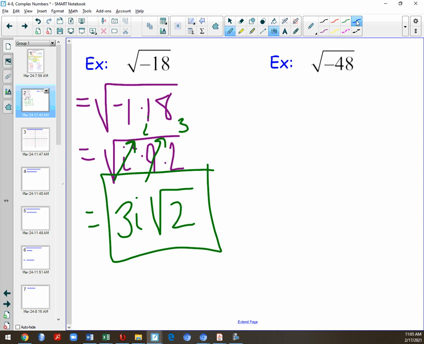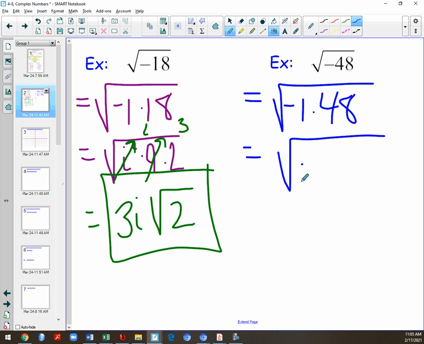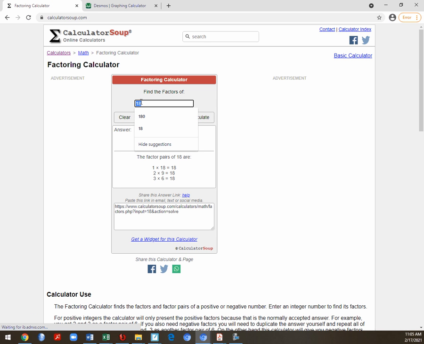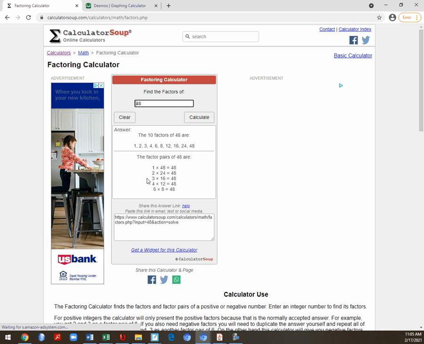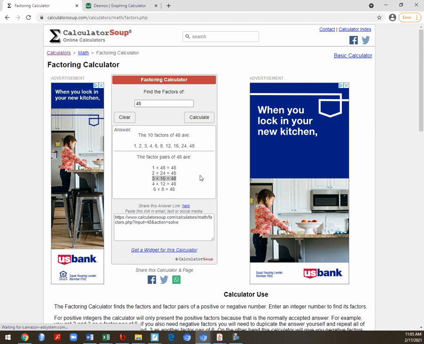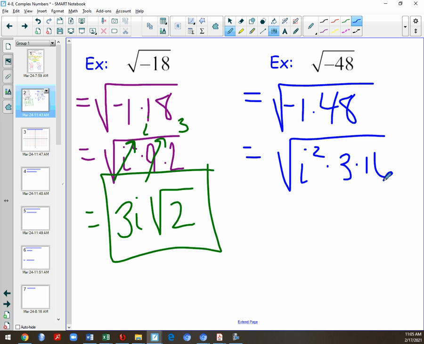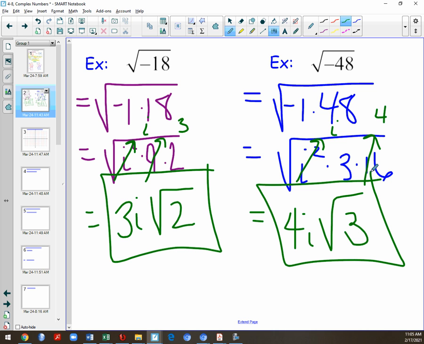Okay, same exact thing here. So this is going to be -1 times 48. What is -1? -1 is i squared. So we're going to come over here to our factor finder, and we're going to pop in 48. We're looking for the largest perfect square. The largest perfect square is going to be 3 and 16. So I have 3 times 16. The i squared pops out as an i. I can't do anything to 3, so it stays. The square root of 16 is 4. So this is going to be 4i square root of 3. And you are done. Okay? So that's how you simplify anything with a negative underneath the radical that is an even root.